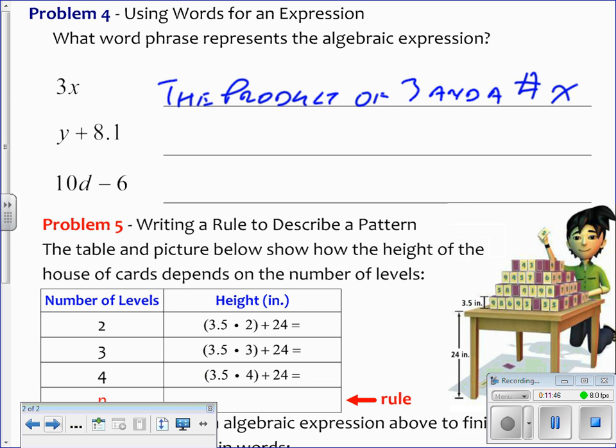I like some, but that's the math geek in me. The sum of a number y and 8.1. Like I said, that's the math geek in me. I prefer sum and product.